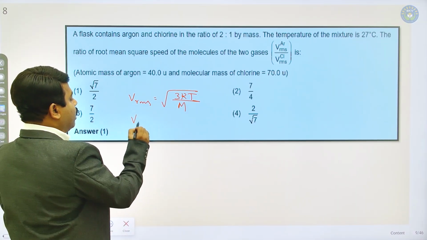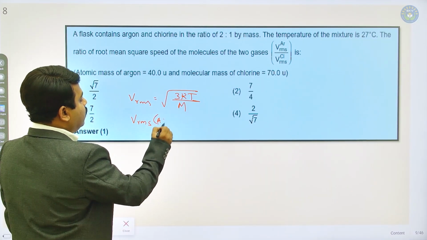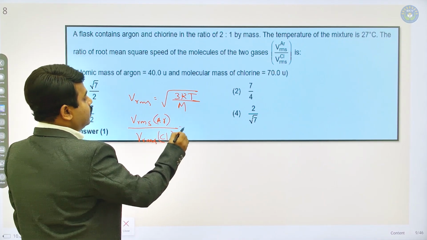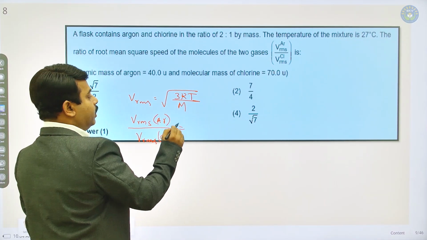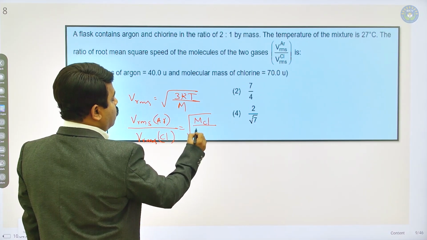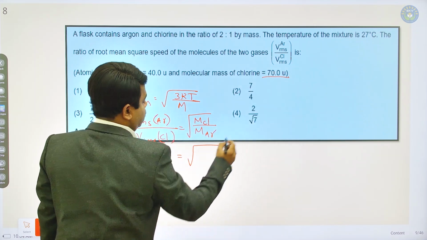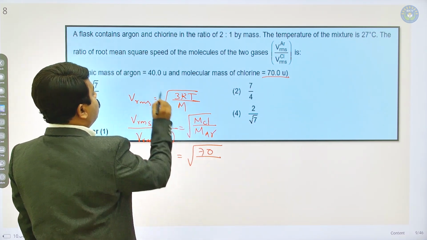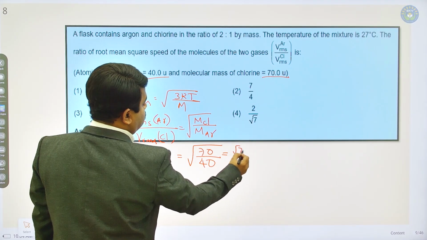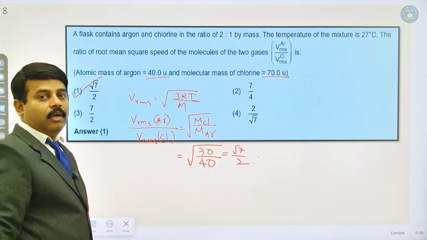So VRMS of argon divided by VRMS of chlorine, here it is the root of the reciprocal of mass, so we can take the mass of chlorine up and the mass of argon down, right? What is the mass of chlorine given? That is 70, and the mass of argon is 40, so that is root 7 by 2. Then which is the option? Option 1 is correct, right?